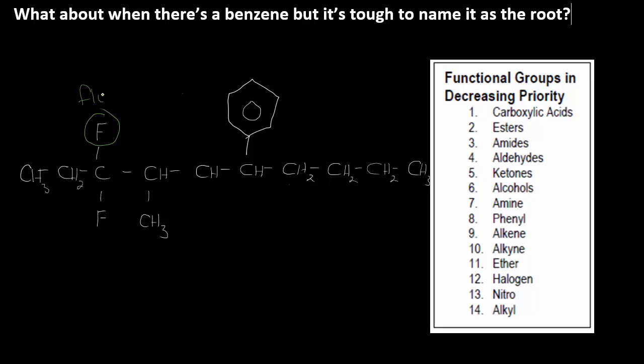I have fluoro, so that's a halogen. We're used to working with those. Next up is the methyl group. The methyl group is lower priority than the fluorine. And then I have this benzene ring hanging off the chain.